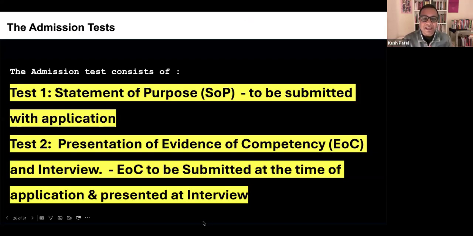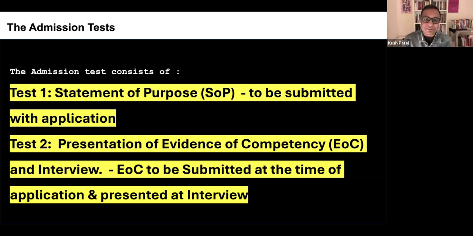Okay, so let's get to how to translate and continue the interest that you have in the MA programs at Srishti Manipal into admission. The admission tests consist of 2 parts. One is a statement of purpose, which you submit with your application. And the second one is a presentation of evidence of competency, which kind of feeds into the interview process as well. And this is to be submitted at the time of application and presented at interview.